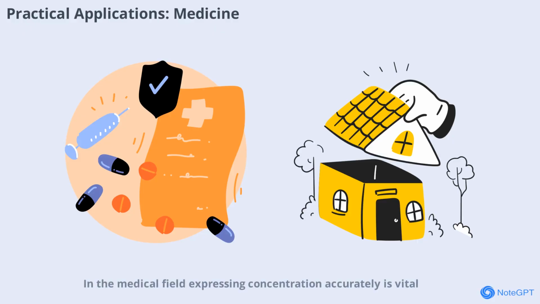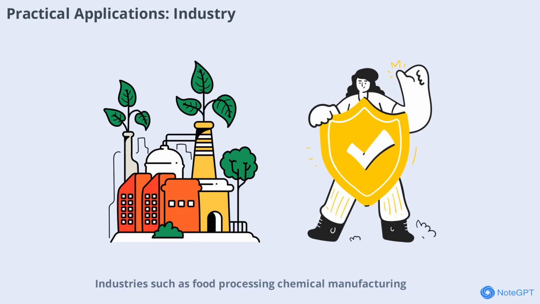In the medical field, expressing concentration accurately is vital. Solutions like saline, glucose, and ORS must be prepared with precise concentrations to ensure patient safety and effectiveness. Pharmacists and healthcare professionals rely on mass by volume and molarity to prepare and administer these solutions correctly. Industries such as food processing, chemical manufacturing, and water treatment also depend on accurate concentration measurements. For example, the concentration of preservatives in food or chemicals in industrial processes must be controlled to ensure quality and safety. Here, mass percentage and volume percentage are commonly used.